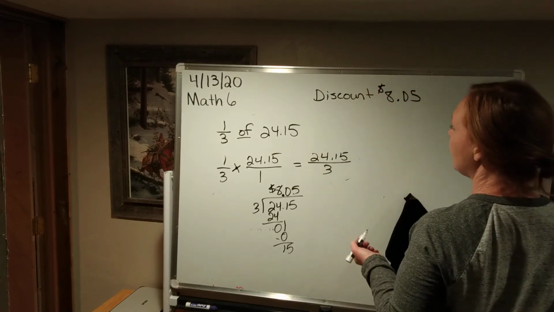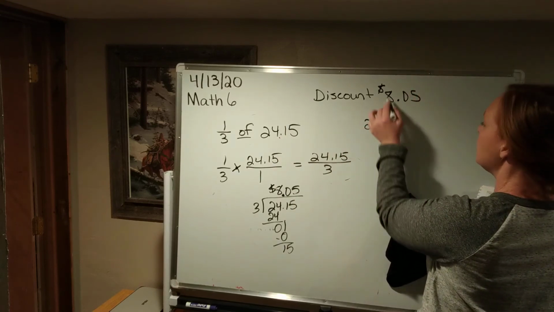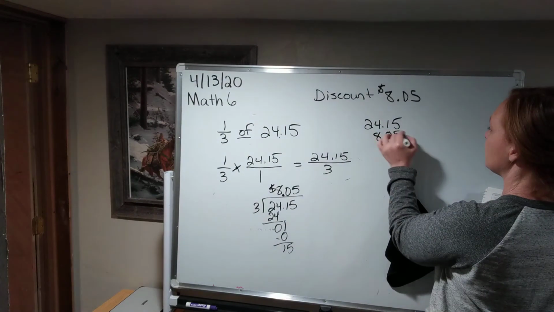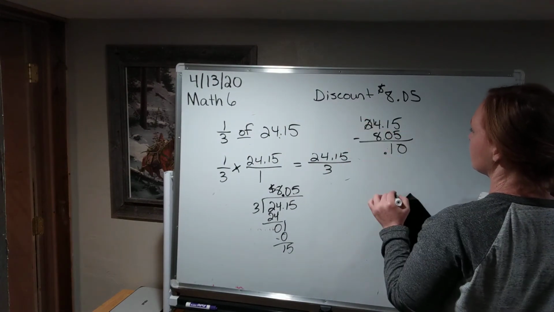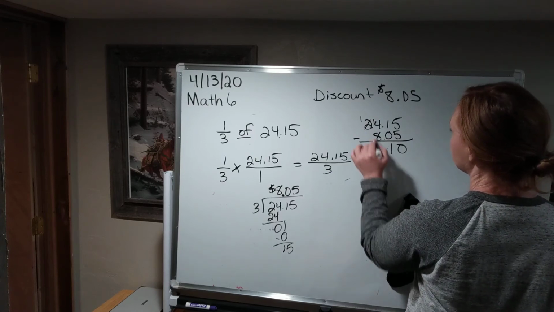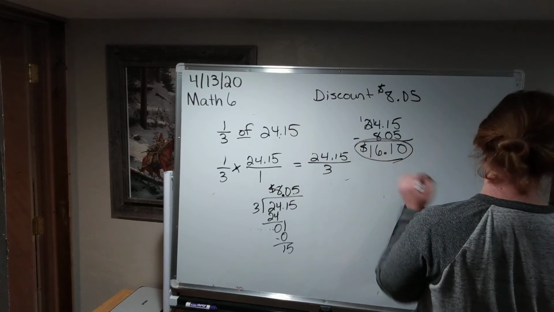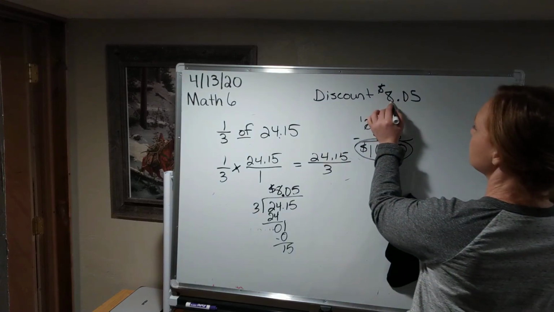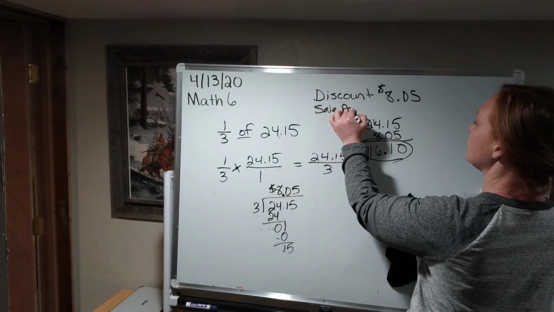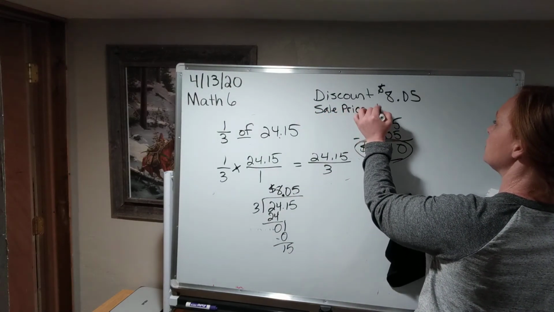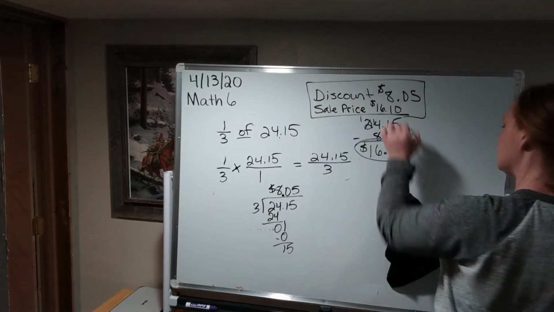Okay. Well, then how much am I going to pay for it? Well, I'm going to take the original price of $24.15 and I'm going to subtract $8.05. So $16.10 is what I'm going to pay. Okay? So the discount I'm getting is $8. The sale price, how much I'm going to pay at the cash register, is $16.10. So this would be my answer to that problem.